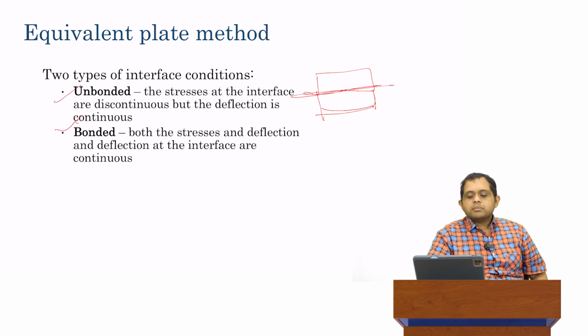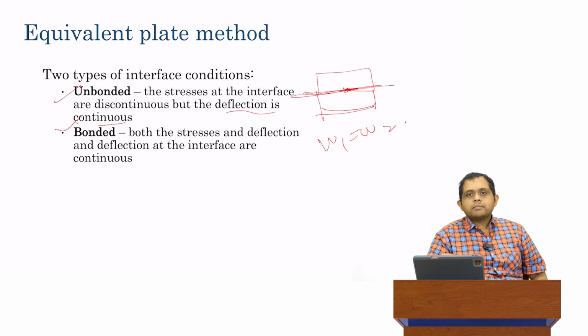What unbonded basically means is the deflections are continuous. So W1 here is going to be equal to W2. That's always the case. But the stresses need not be continuous. That is, you can have a discontinuity in the stress at the interface while you still have continuity with the displacement. So the unbonded condition means that at the interface, the stresses are discontinuous while the two layers are always in contact, so the displacements are continuous.